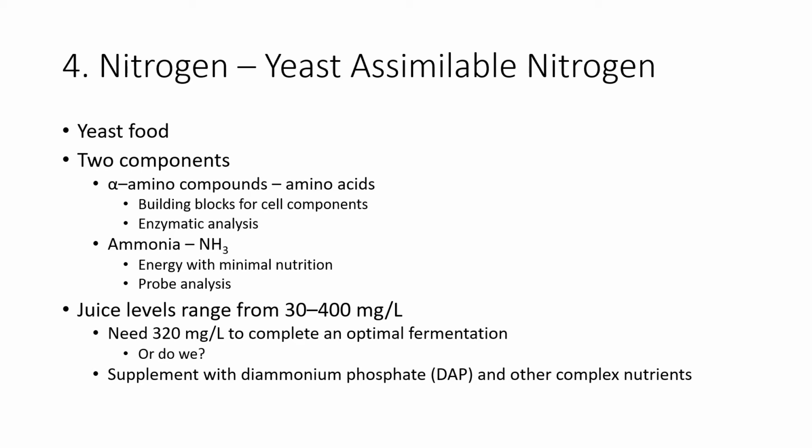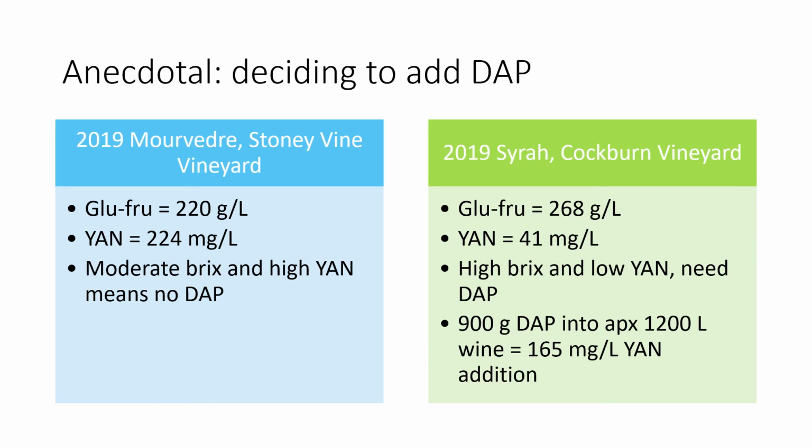Nitrogen can be a really tough issue in Washington. Our YANs are notoriously trash. So here's a little example. Here's some anecdotal things, deciding to add DAP in 2 different wines. So looking at our 2019 Mourvèdre from Stony Vine Vineyard, we see really nice YANs from our fruit sources in the Rocks. So this had 224 milligrams a liter of yeast assimilable nitrogen and 220 grams a liter of glucose-fructose, or an actual Brix of 22. So this is a moderate Brix ferment with really nice high YAN. So we didn't need to add any DAP.